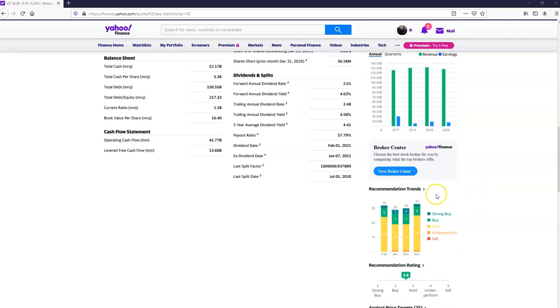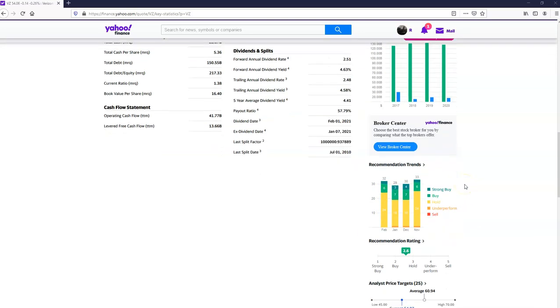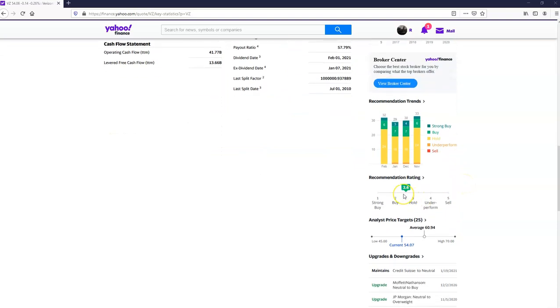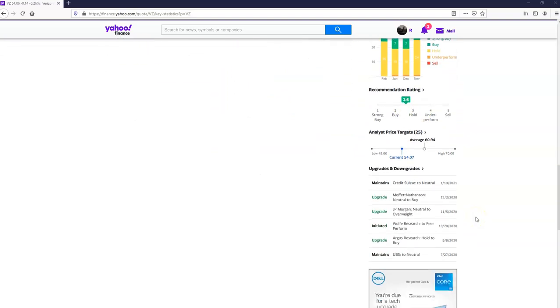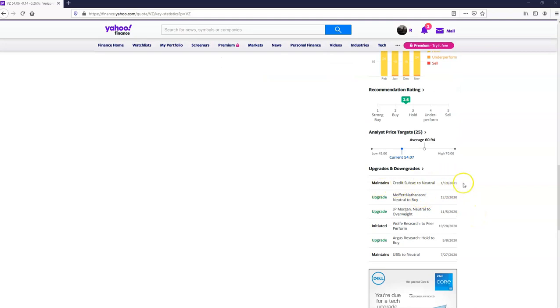Now, other numbers that you see down here, for example, tell you a little bit about the recommendations that people have on this particular stock. Last time I checked, this is done by looking at analysts of a particular stock. This is the average recommendation. This tells you a little bit of a history of where the analysts are basically saying this company is going to do well or not. So you will get either upgrades or downgrades on a particular stock.